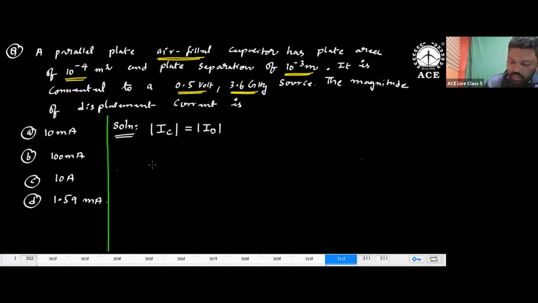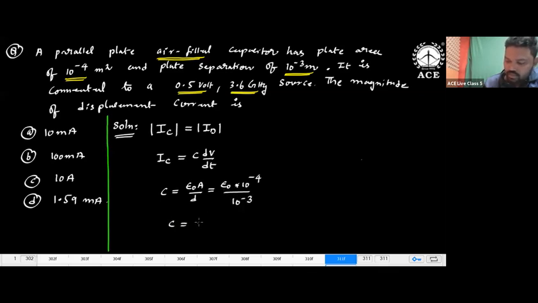What is the magnitude of the conduction current? IC. Magnitude of the conduction current is equal to C dV by dt, beta. Okay. So what is this C? C is equal to epsilon naught A by D because it is an air filled. So epsilon naught into A. What is the plate area? 10 to the power of minus 4 divided by 10 to the power of minus 3, which is C is equal to epsilon naught into 10 to the power of minus 1.